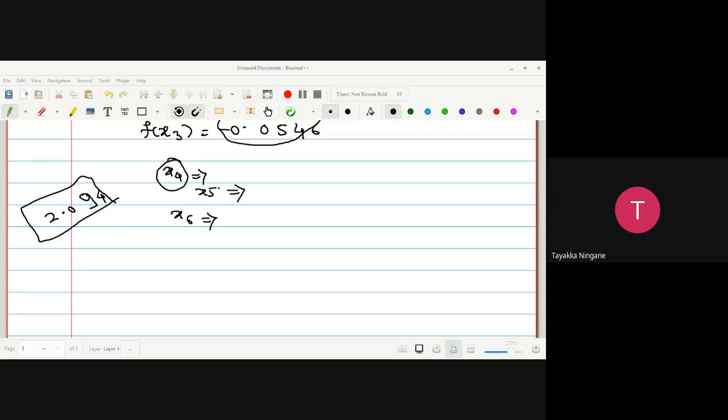Hello, mom. X4 is equal to 2.0927. Okay, it is 2.097. You have to perform up to x6 so that we can get the answer very near. If you are getting the answer as 2.09 many times, then we will stop the iterations.